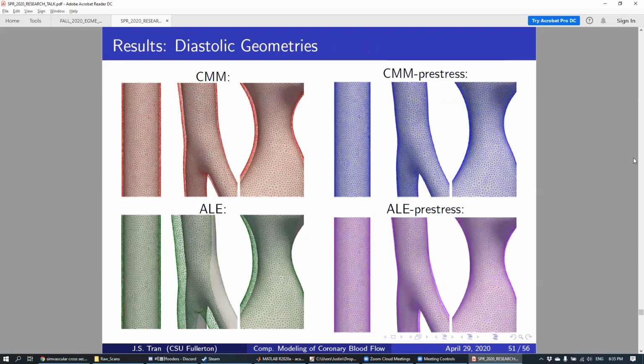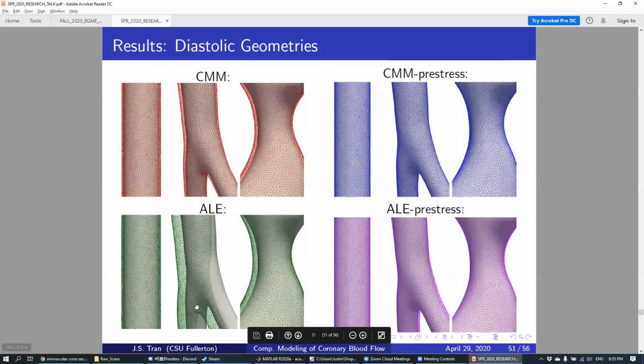Okay, so first let's look at the starting geometries. On the left right here, I have the starting geometries from CMM and ALE, but these are the cases without pre-stress. And on the right here, I have the corresponding results, but with pre-stress.